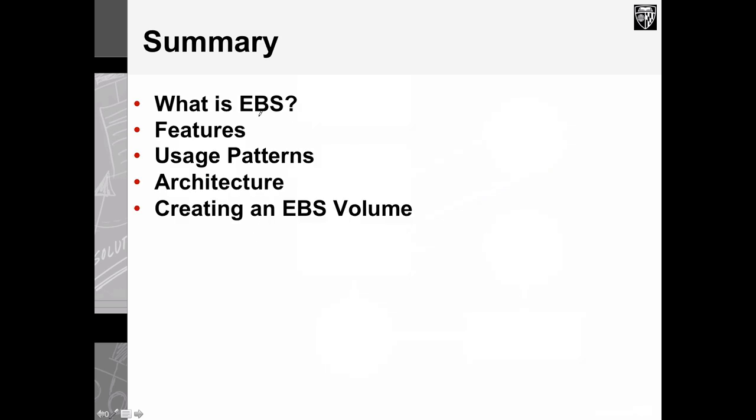So in summary, we learned at a high level what EBS volumes are, and the major features of EBS. We learned the usage patterns of EBS. We learned the architecture of EBS volumes, and we learned the different states the EBS volume goes through, the workflow of an EBS volume.